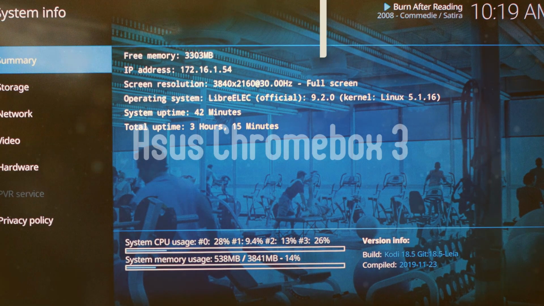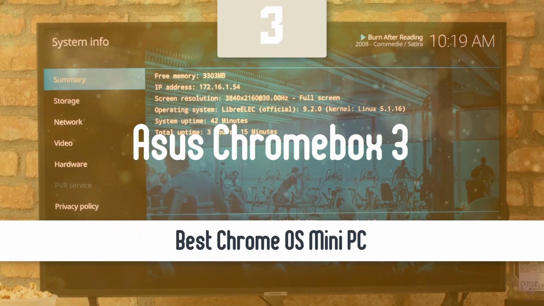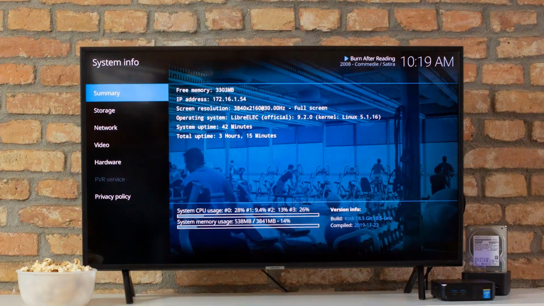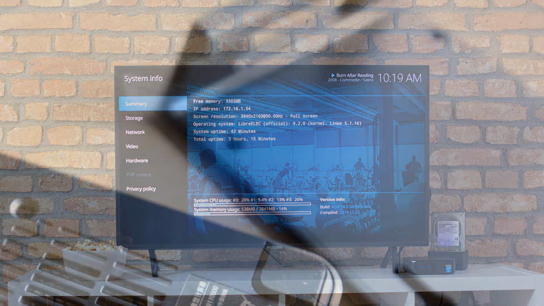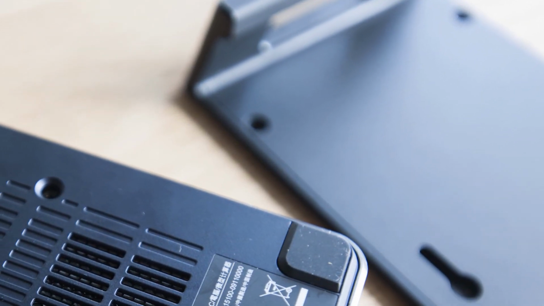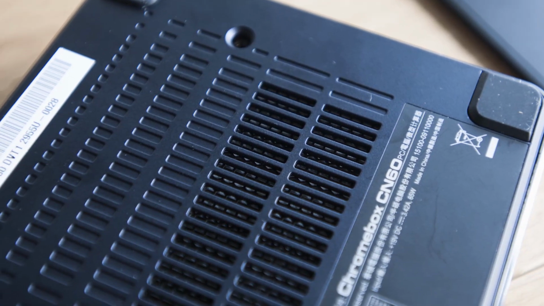At number 3, it's the Asus ChromeBox 3. If you're looking for a mini PC that has an affordable price and doesn't need a lot of space on your desk and that has a pretty decent performance, you should check out what Asus has to offer with the ChromeBox 3. This one is a simplified desktop computer that runs on Google's ChromeOS.